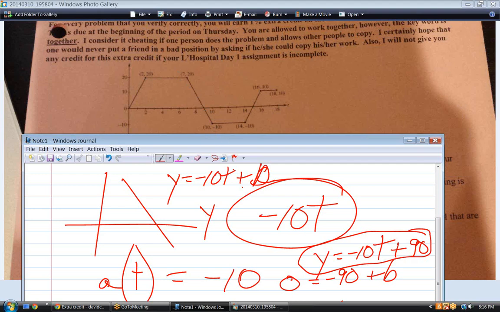Y equals minus 10t plus 90? Yes, sorry. I left out the variable. Yeah.